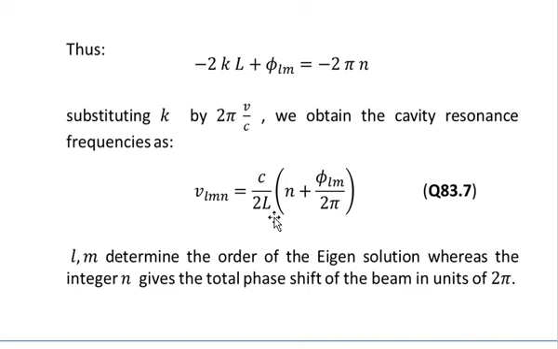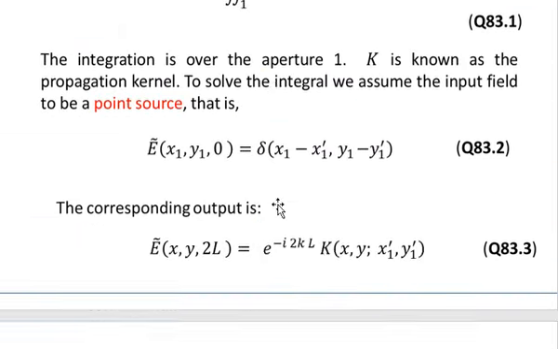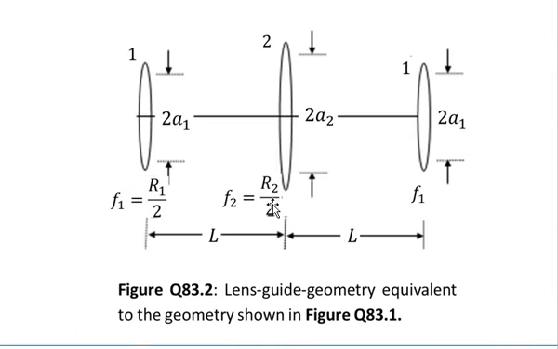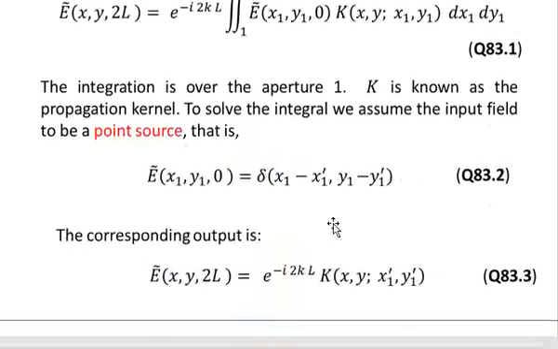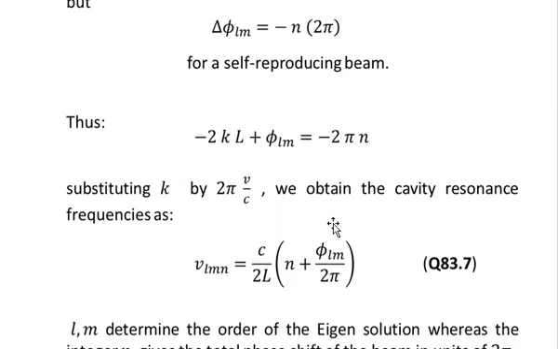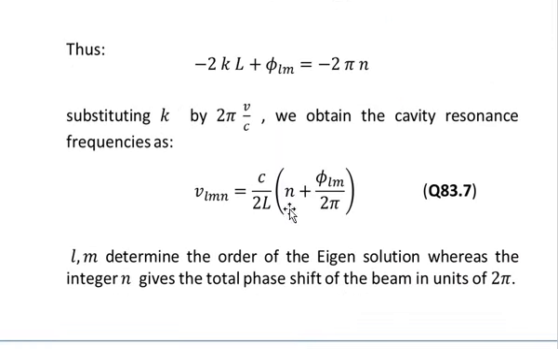You can see that it involves the length of the cavity and the two passes in the length of the cavity as far as figure 1 is concerned, and 2L is a single pass when we are using the circuit shown in figure number 2, which is a lens guide geometry. So we have now obtained the formula for the cavity resonance frequencies, and phi Lm, you know, is the initial phase, n is an integer. So all the things are explained.